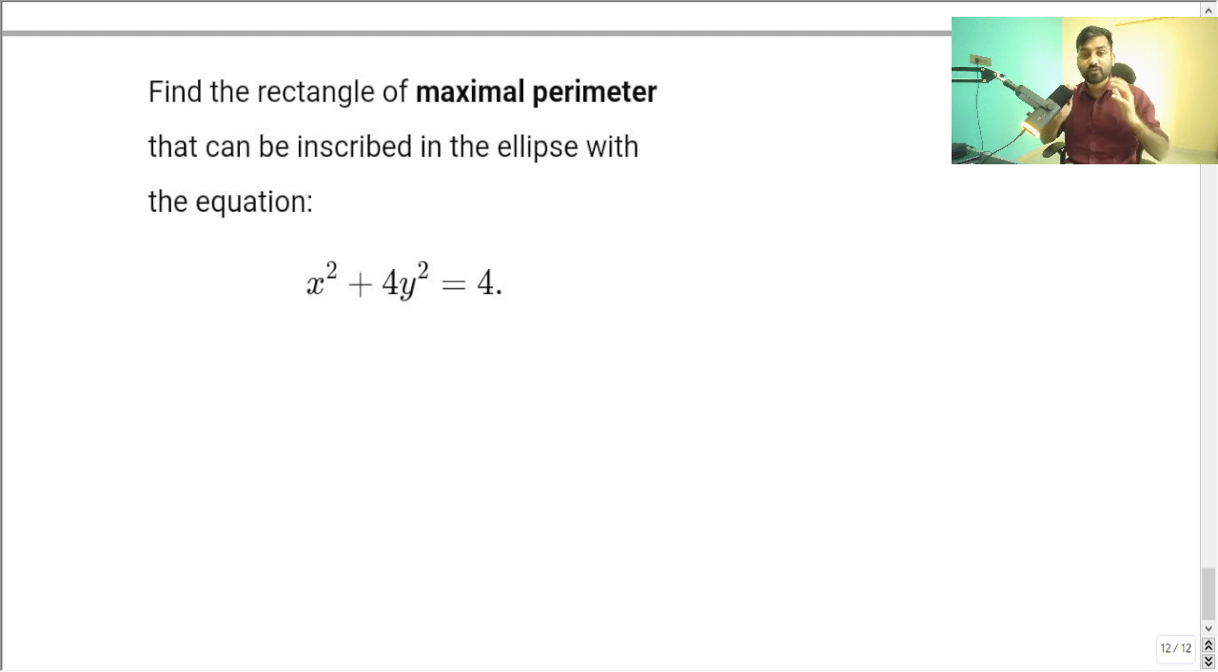Understand? So the objective function is nothing but your perimeter only, and that perimeter is going to be a function of two variables only, right? So this problem is basically a function of two variables problem. That's why we call it multi-variable calculus, right? So find the rectangle of maximal perimeter that can be inscribed in the ellipse with the equation.